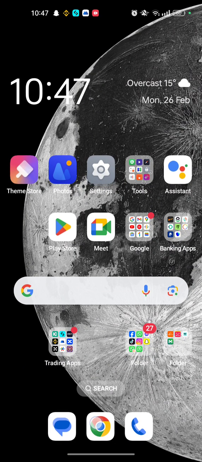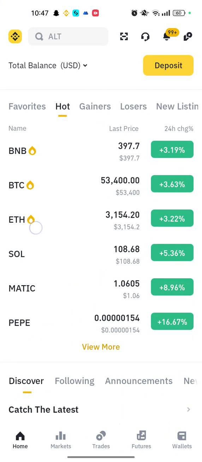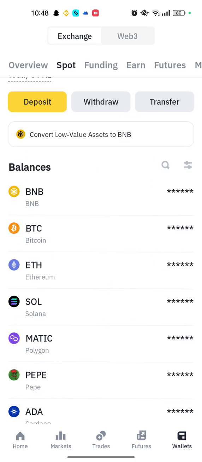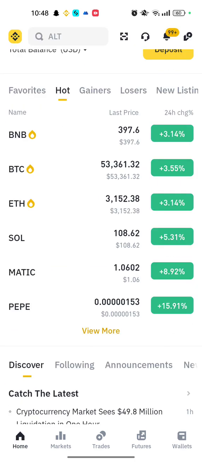Today I am going to show you how to trade on Binance. So I open my Binance app, I go to my fund, I buy.